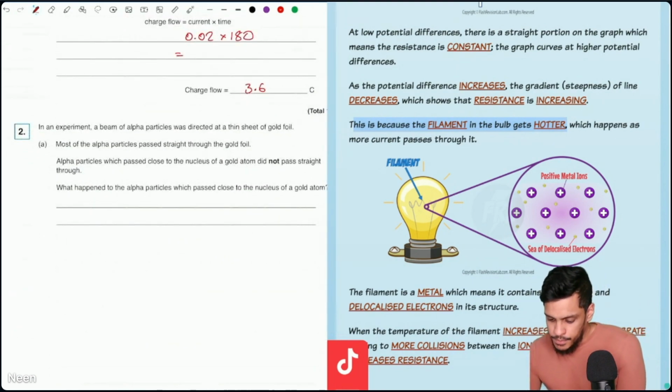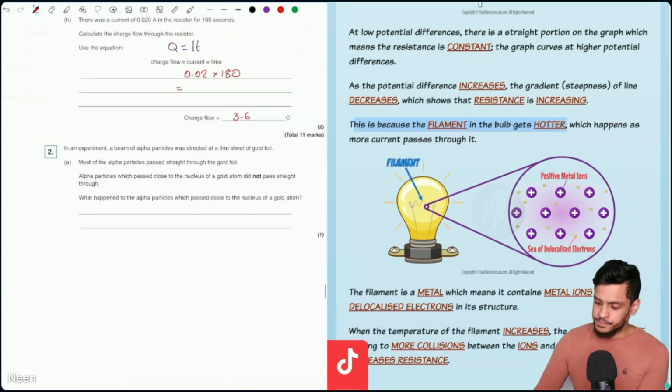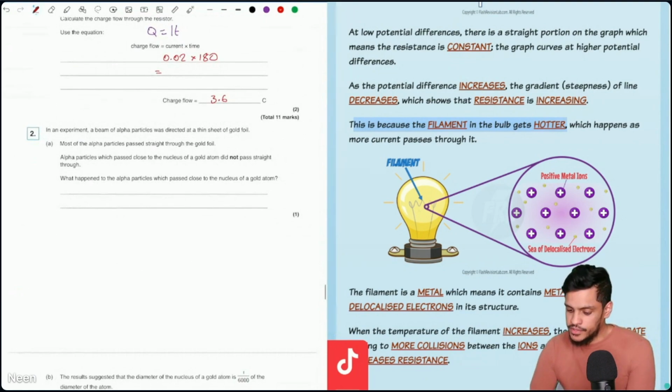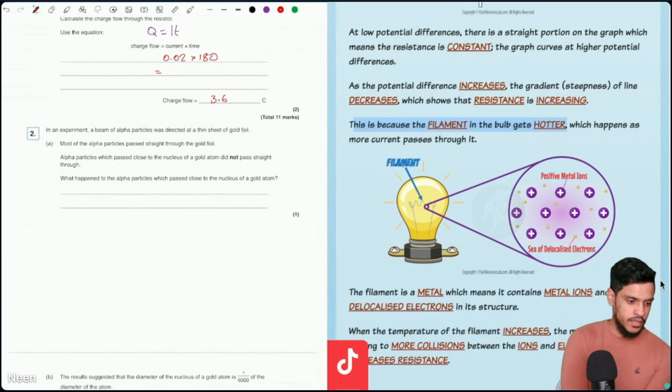In an experiment, a beam of alpha particles was directed at a thin sheet of gold foil. This is basically Rutherford's experiment. Most alpha particles pass straight through the gold foil. Alpha particles which passed close to the nucleus did not pass straight through. What happened to the alpha particles which passed close to the nucleus of the gold atom? Anyone know the answer? It's only one mark.